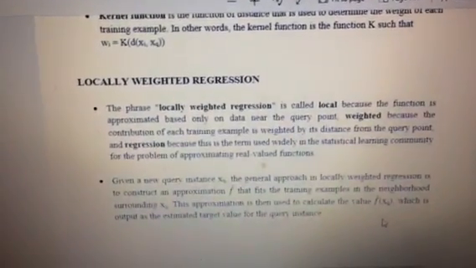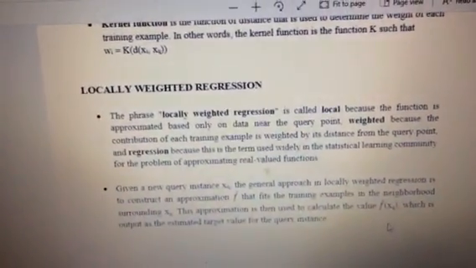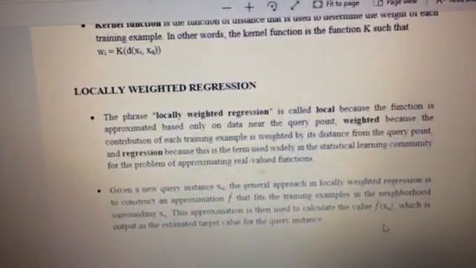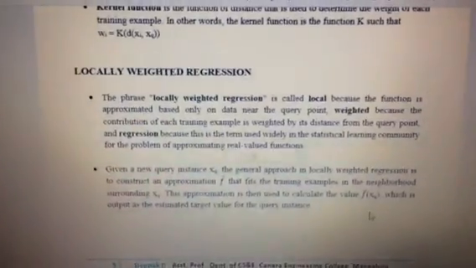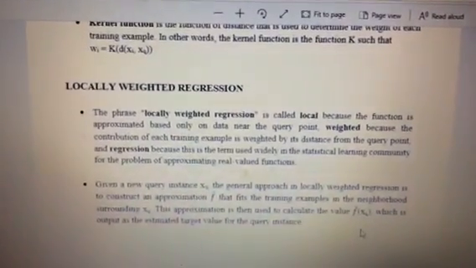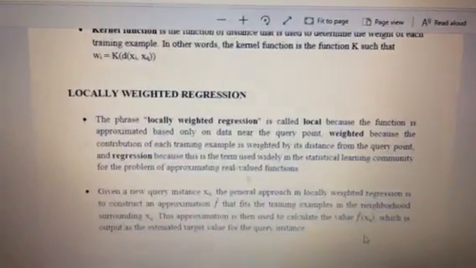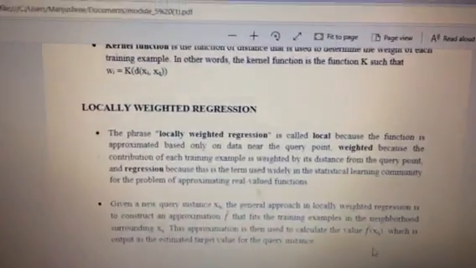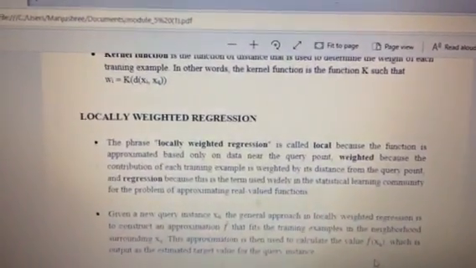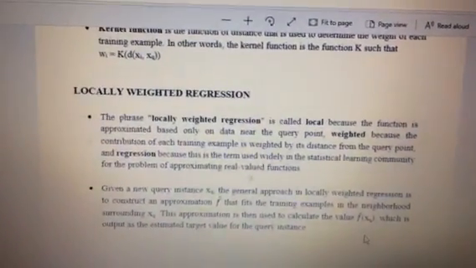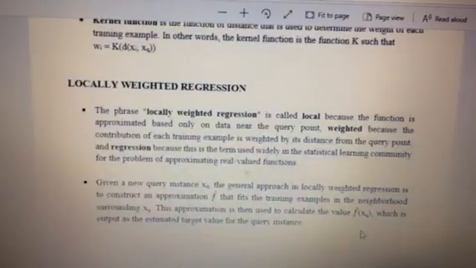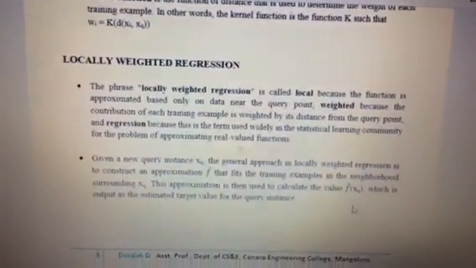Locally weighted regression, also denoted by the short form LWR, is a memory based method that performs a regression around a point of interest using only training data that are local to that point.